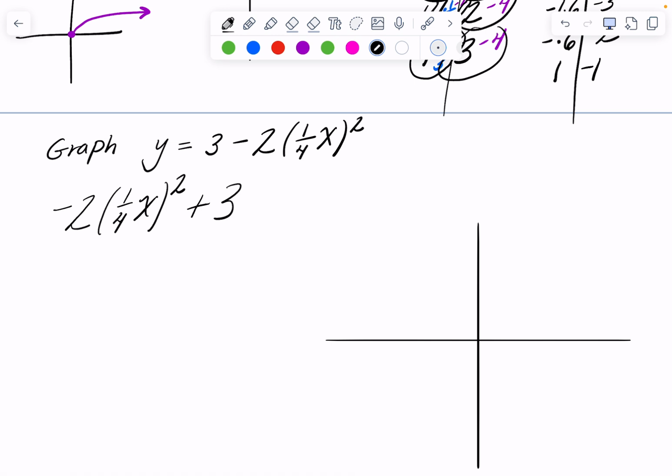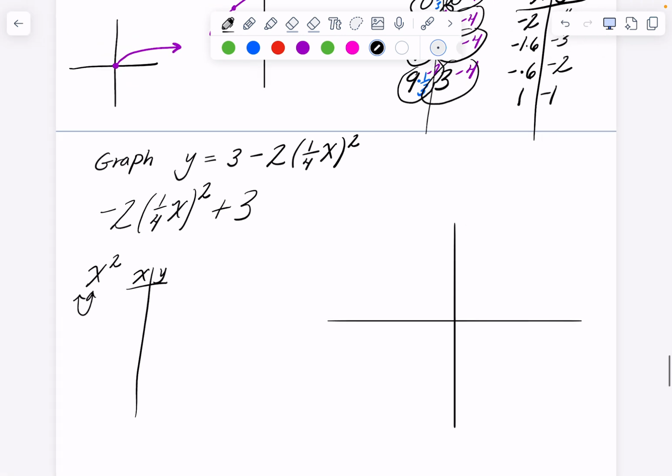So you're going to start with the parent function of x squared, make an xy chart. We know it will create a U shape or we've messed up. We can plug in negative 2, negative 1, 0, 1, and 2. For squareds, we can plug in negatives. Negative 2 squared is 4, negative 1 squared is 1, 0 squared is 0, 1 squared is 1, 2 squared is 4.